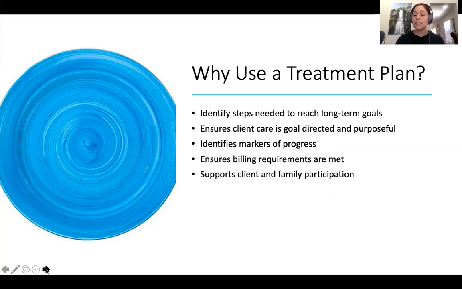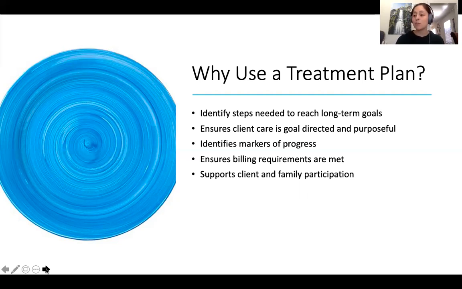Note that the goals and steps may be different for different people, even if they came in for the same thing. That's okay. Treatment plans also make sure that the work that you're doing in therapy is goal-directed and purposeful. You're both working toward the same thing and have the same expectation of what will come from therapy. You're not just sitting there talking about the weather.